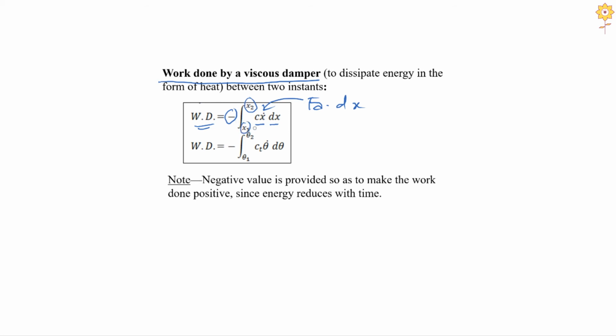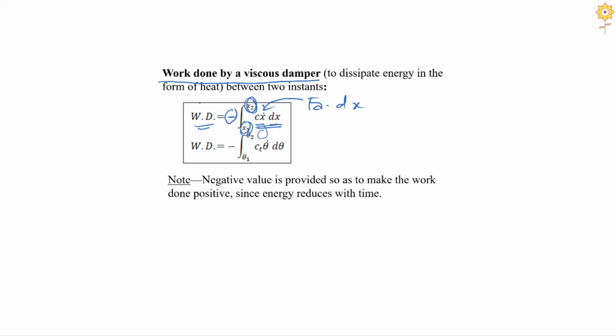I know that the energy is less when the system is at position x2 than when the position is at x1, right? So energy at the second instant minus energy at the first instant will be a negative value, right? So as to make this work positive, I need to put a minus over here. Okay, so this becomes a standard notation.